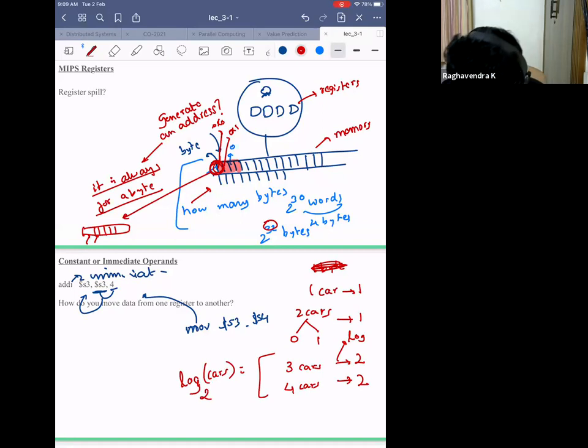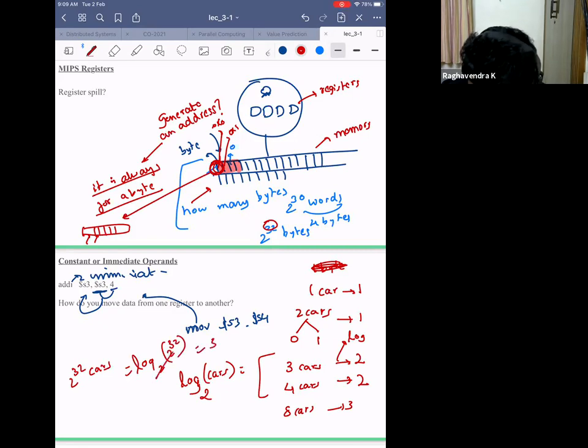So if I have 8 cars, I need 3 bits to differentiate. I name car 1 as 000, car 2 as 001, or whatever it is, right? So I have 2 power 32 cars. How many bits do I need? It is log base 2 of 2 power 32, right? So these two cancel out. So I need 32 bits.